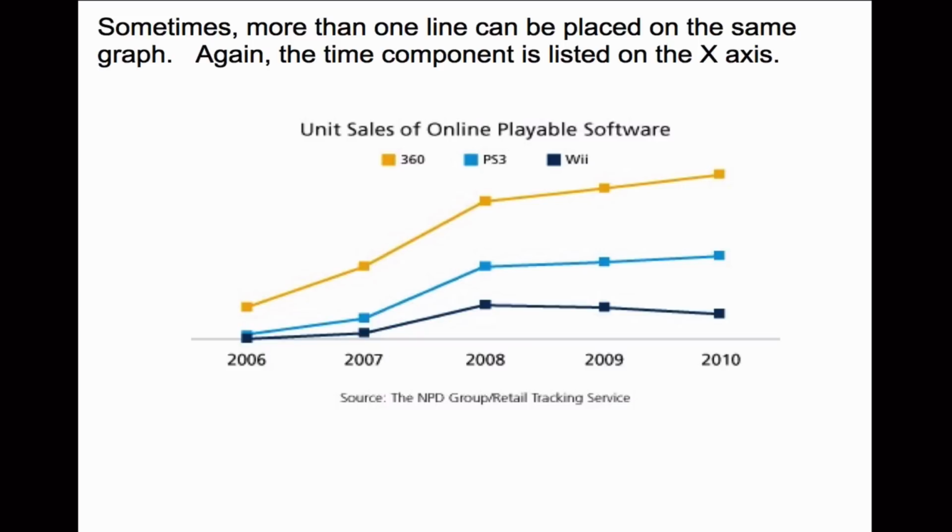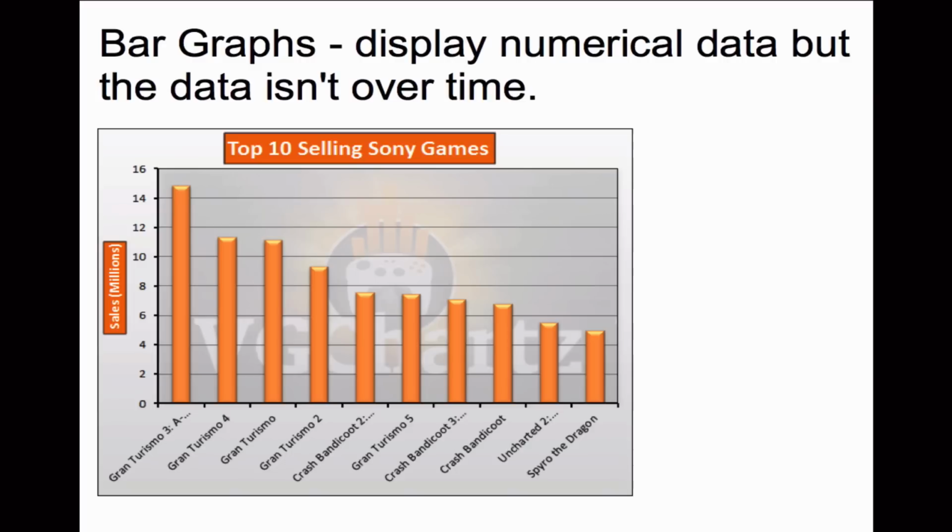the Wii games. Bar graphs display numerical data, but that data is not over time. So what you're looking at here is a lot of different categories. Those categories would be the different games that Sony sells, and then on the left-hand side you can see that that is graphed against the sales in millions of dollars.